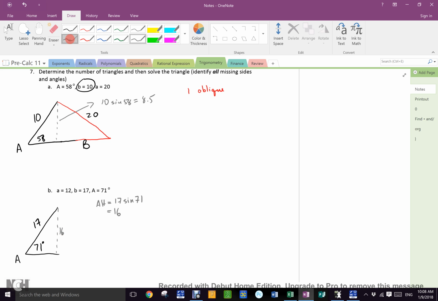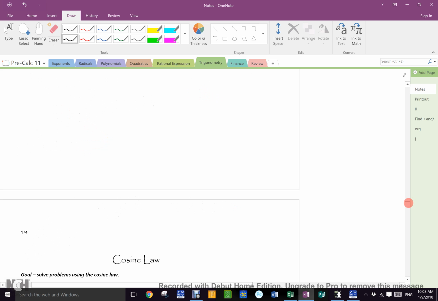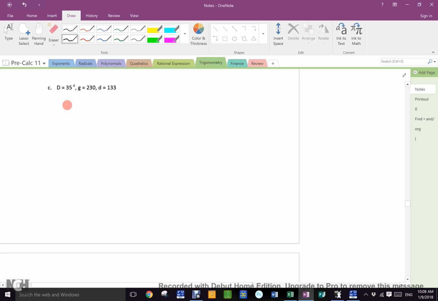My third side is going to be 12. Will it reach there? If it doesn't reach straight down, will it ever reach? No. So how many triangles can I make? None. No triangles possible. Everybody cool? Okay. Let's go to the third one.